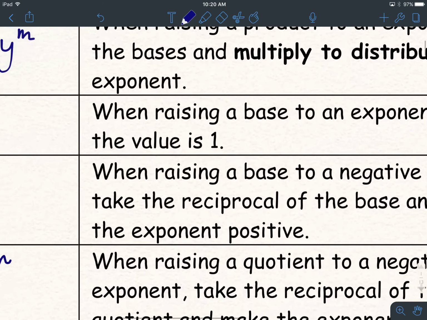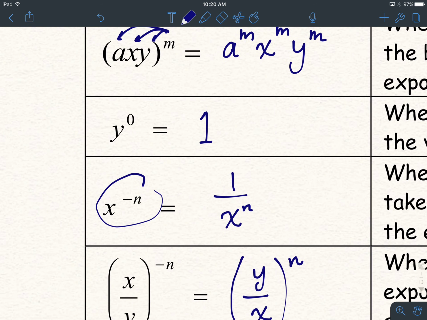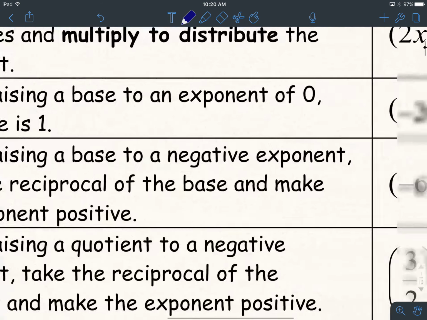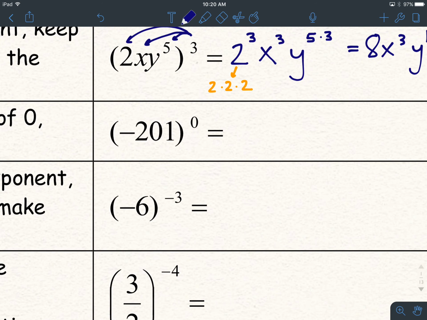Let's look at exponents of 0. Anything to the exponent 0 is going to be 1, any base at all. So in the example, we have y to the exponent 0 equals 1, and we flip over to the other side, negative 201, whole thing to the exponent 0. Anything to the exponent 0 is going to equal 1, no matter what.